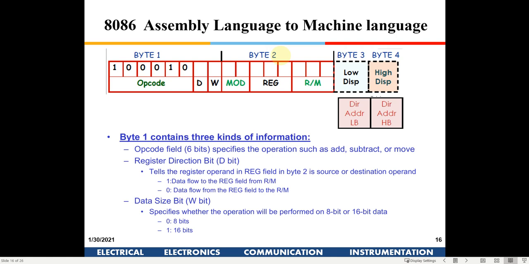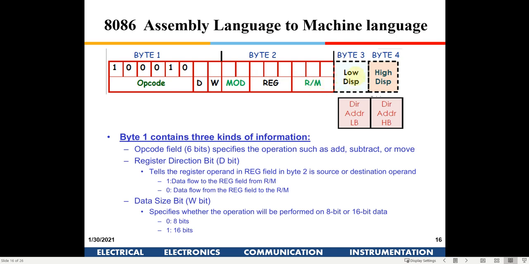Okay, byte 2, the first two bits of this byte 2 are known as mod. We'll see there are four different combinations available: 00, 01, 10 and 11. For all those four, this mod along with R/M, these five bits together will define the source, and these three bits will define the destination register. We will see that. Right now we are just trying to understand.